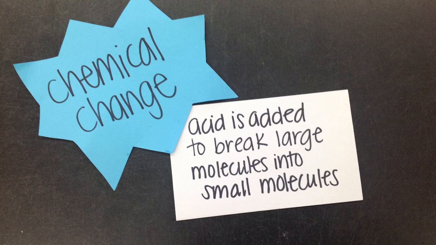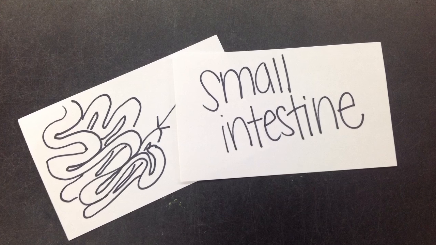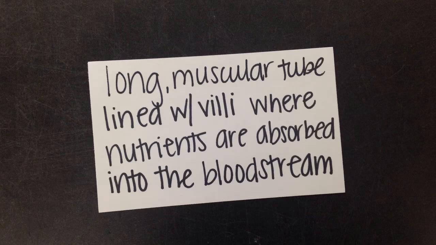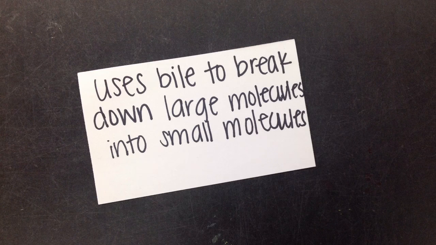In the small intestine, you have more going on. The small intestine is a long muscular tube lined with villi where nutrients are absorbed into the bloodstream. The small intestine uses bile to break down large molecules into small molecules, continuing the job from the stomach and the mouth.